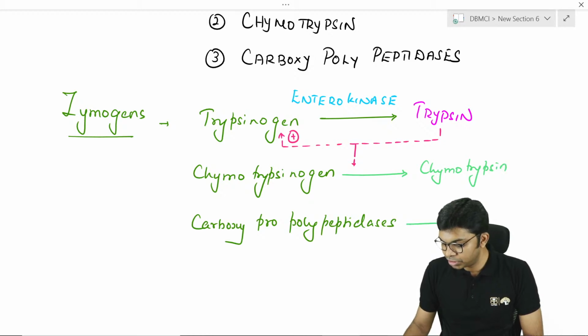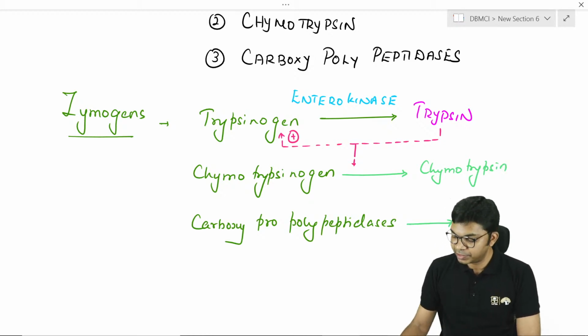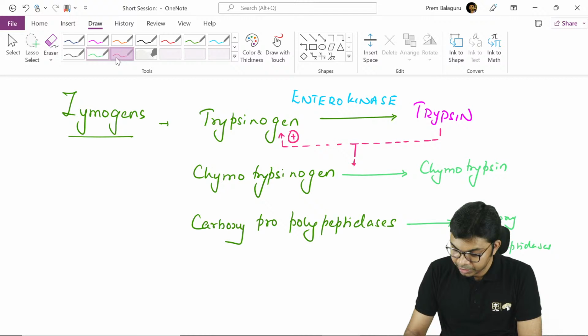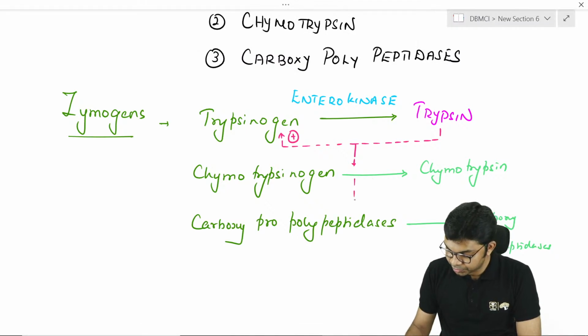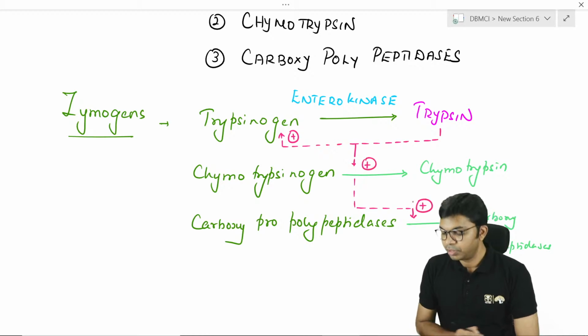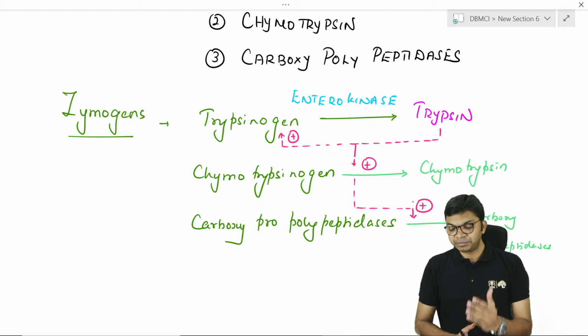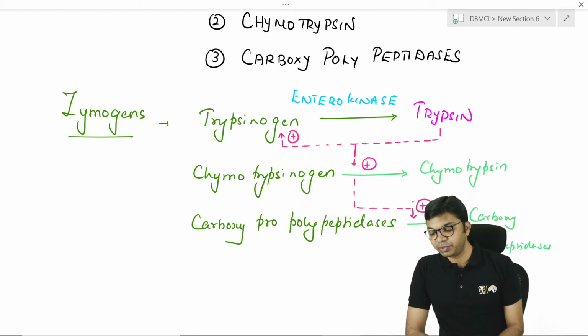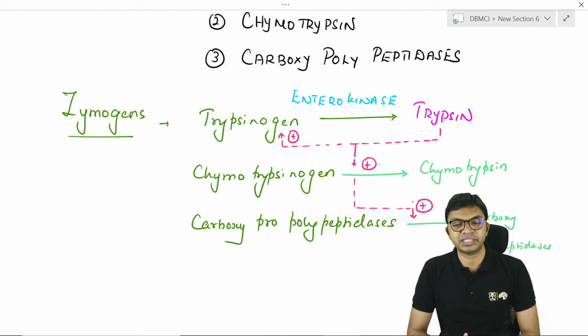And procarboxy polypeptidases into carboxy polypeptidases. Again, this is done by trypsin, doctors. So once trypsin is formed, the subsequent conversion of inactive enzymes into active enzymes is made by the same trypsin molecule itself. Such a versatile enzyme.